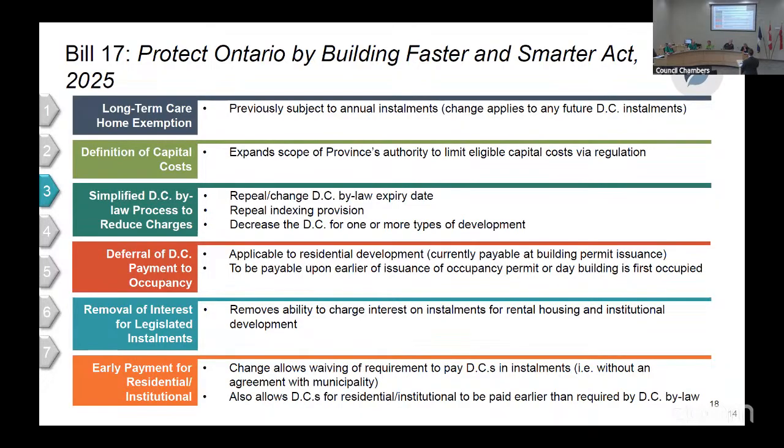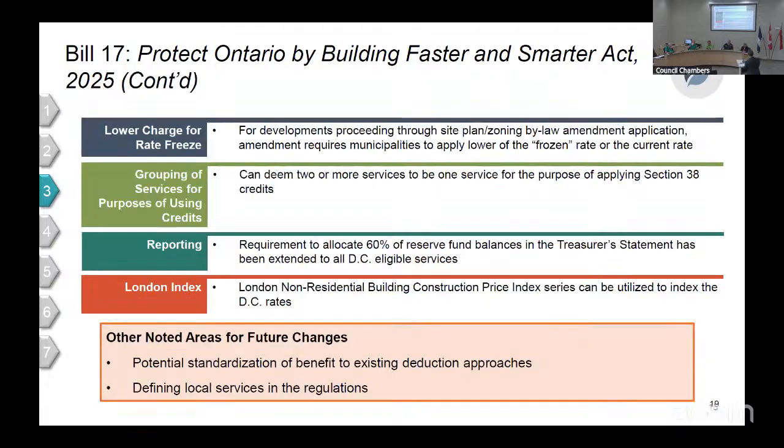If we go to the next slide, there's this lower charge for the rate freeze. This really applies to municipalities that will reduce their development charge. Essentially, we do that rate freeze process I just explained, whatever the lower of the two is. So if when you submitted your complete application for site plan or zoning bylaw amendment, the rate was actually higher than the rate of today, you would still pay the lower rate.